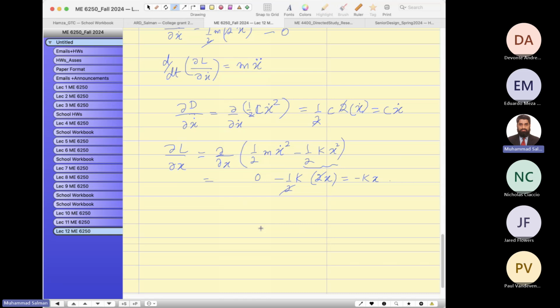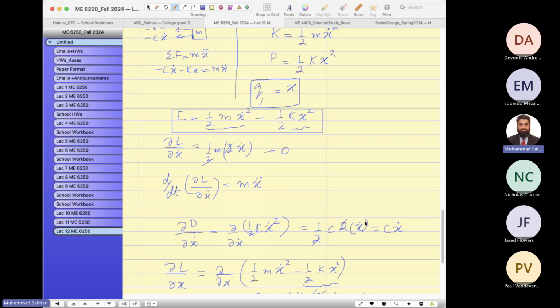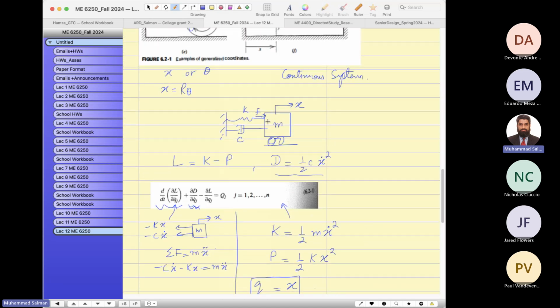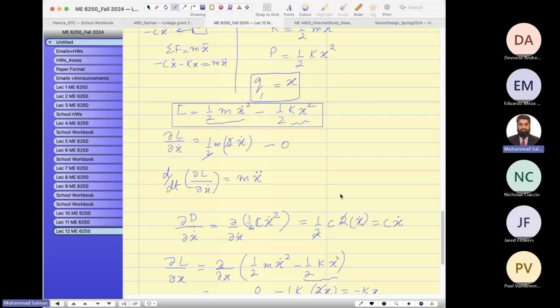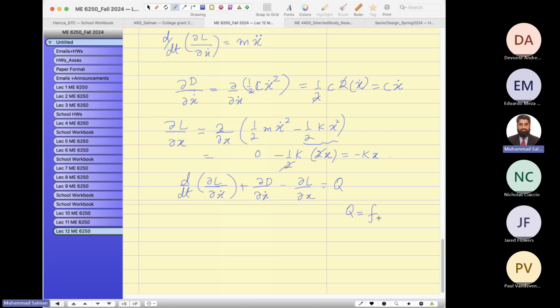So let's use our equation. The time derivative of the Lagrangian partial by partial x dot, plus partial by partial x dot of the dissipation D, minus partial L over partial x equals Q. Here, let me write it with a big Q so that you should not worry. Here, there's no external applied force. Like here, if it is F, this F would be considered as the applied force. Let's assume this is being applied here for making it more generalized. So what is the answer here? It is m x double dot, for this one it is c x dot, minus negative kx, so it would be plus kx equals F.